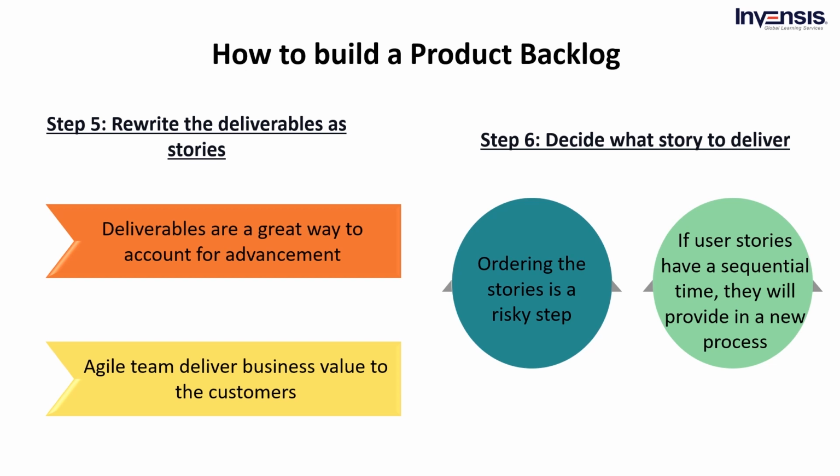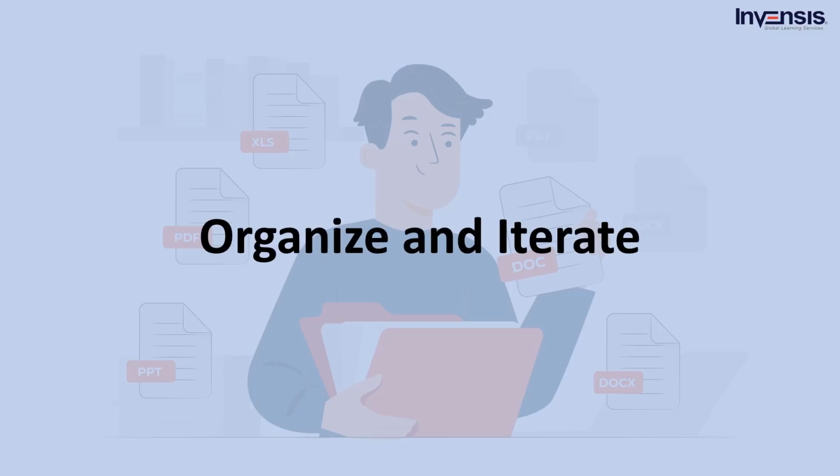Step 6. Decide what story to deliver. At this step, you have to prioritize the stories. Multiple stories define different functionality. Ordering the stories is a risky step. Now it's time to decide who the customer is and which functionality you decided to deliver first. If your user stories have a sequential time, such as the new process, the draft, and the final version, then it is okay. The draft version will come on top of the backlog list, and the final version will be lower. Organize and iterate.